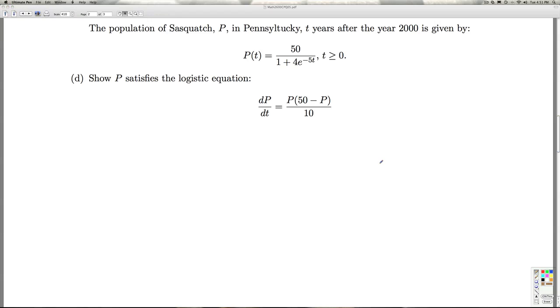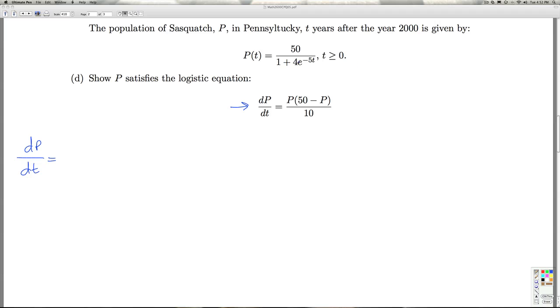Part D, we're asked to show that P satisfies the logistic equation dP/dt equals P times (50 minus P) over 10. So to show that this satisfies this differential equation, we have to plug it in and show that it checks. The first thing we need to do is find dP/dt.